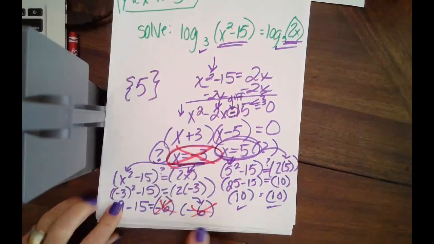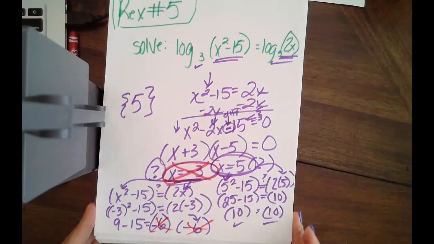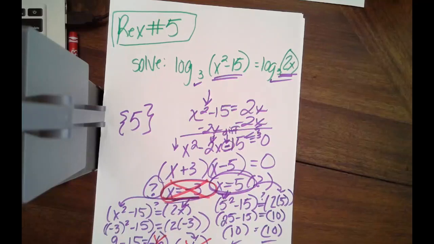Okay, this was an extraneous solution. No, negative 3 was extraneous, 5 was the real deal. So this is the name of the game when you're doing these. All right, pause a second.